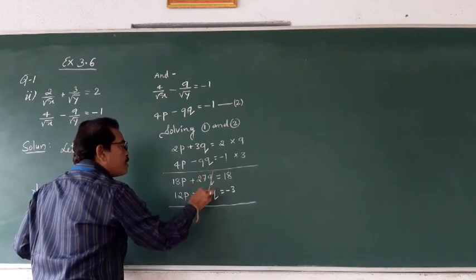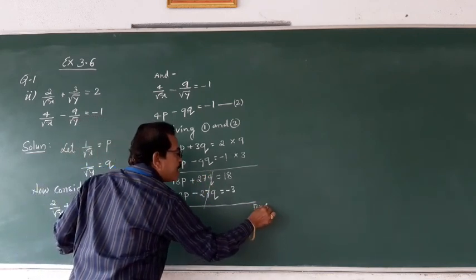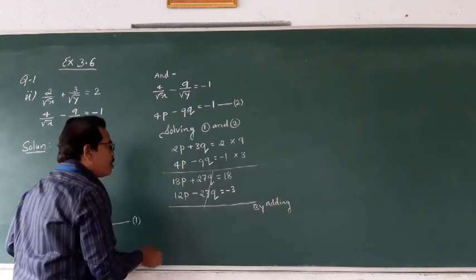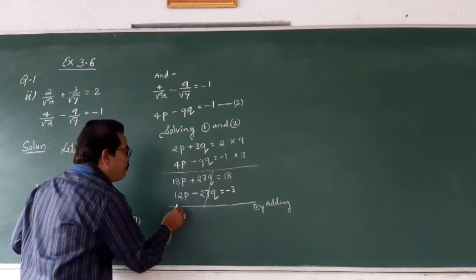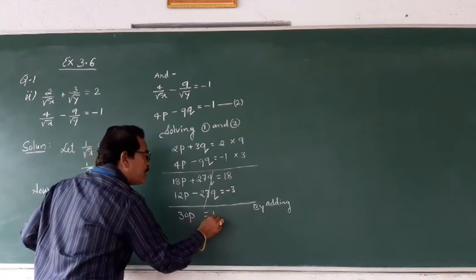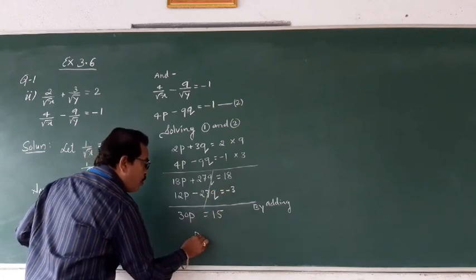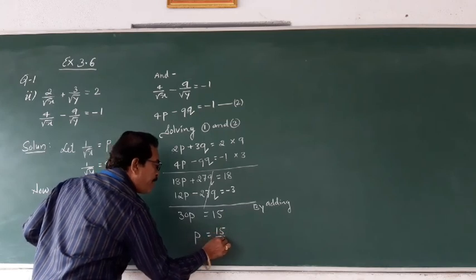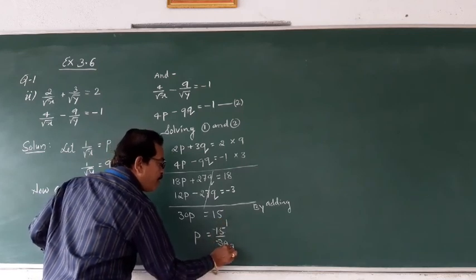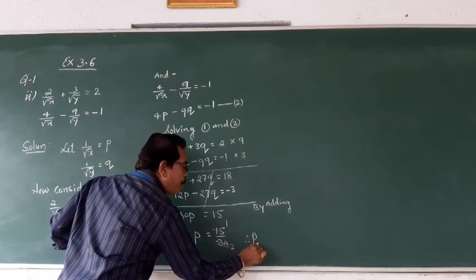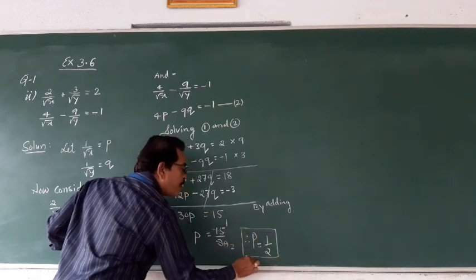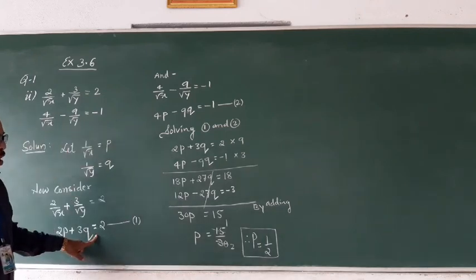See, plus 27q minus 27q gets cancelled by adding. So 18 plus 12, that is 30p equals to 18 minus 3, 15. So p equals to 15 divided by 30. 15 ones are 15, 15 twos are 30. Therefore, p equals to 1 by 2.